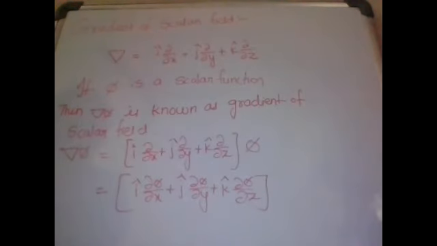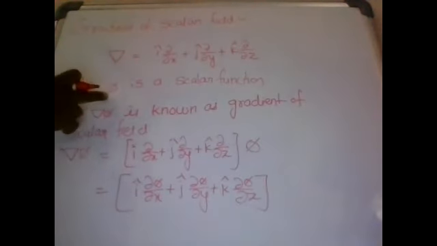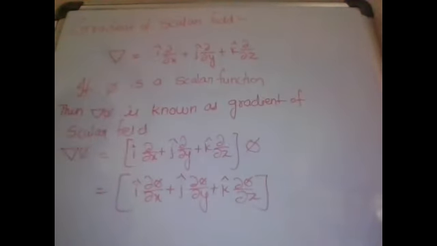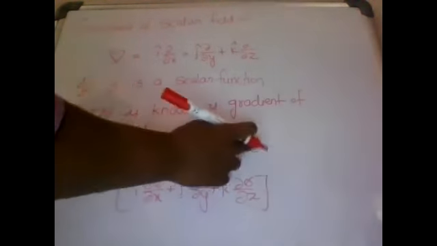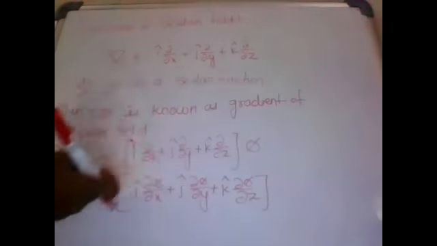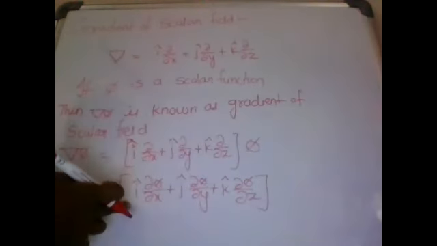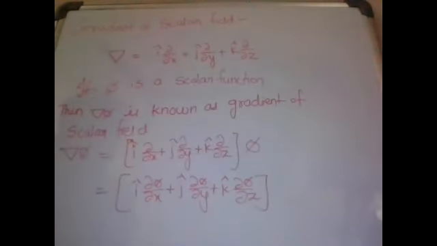Here we consider another field, a scalar field or scalar function. Consider phi is a scalar function. Then del phi is known as gradient of scalar field. Then del phi we can write i into dou by dou x plus j into dou by dou y plus k into dou by dou z into phi. So multiplying each component with phi, we get i into dou phi by dou x plus j into dou phi by dou y plus k into dou phi by dou z. This is the gradient of scalar field.